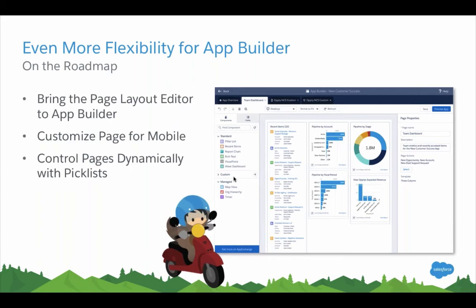We want to bring that page layout editor experience to the App Builder. We want you to be able to edit fields and drag and drop field sections throughout the page, just like you do in the page layout editor, but we want to make it better and take advantage of the App Builder's WYSIWYG experience. We're also looking at page customizations for mobile. Today you can't customize record pages for mobile, but that's something we're looking at doing down the line.